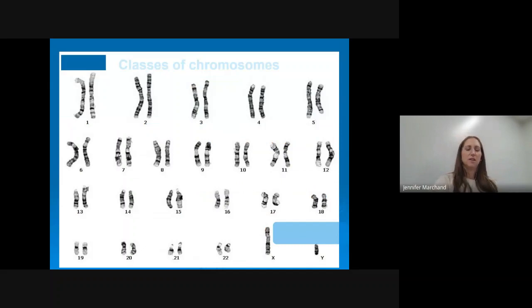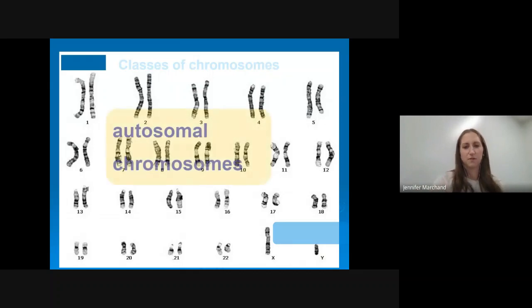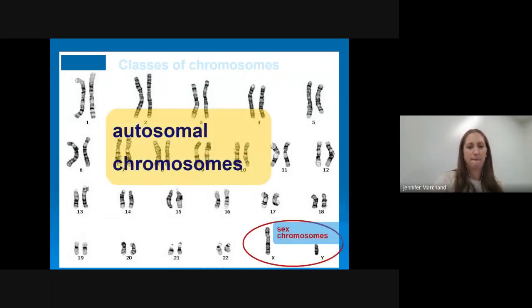Okay, these are the different classes of chromosomes you have here. So this is our human chromosomes. We have 1 through 22, and then our 23rd set of chromosomes is what determines our gender. Here we have an X and a Y, and so that means that this is a male set of chromosomes.